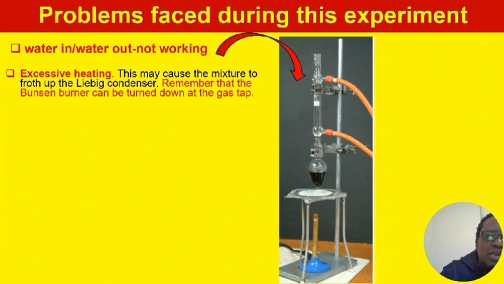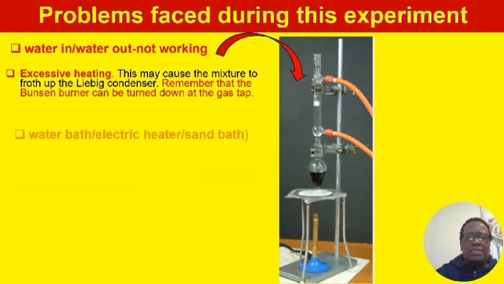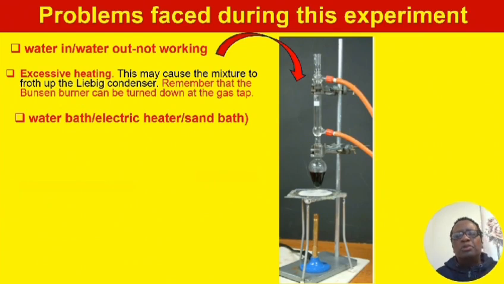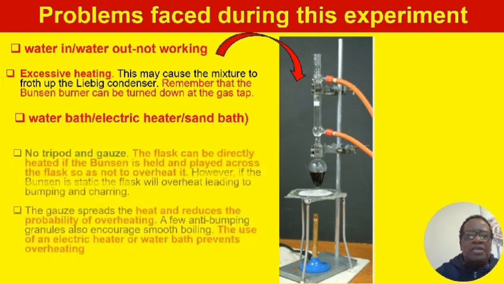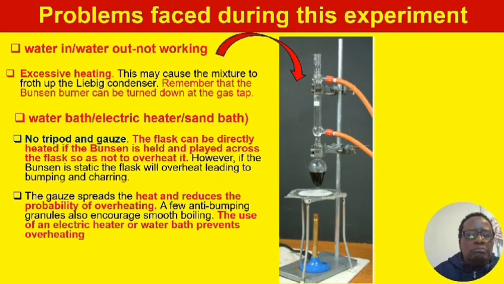What we could have done was probably use a wire gauze, as shown in this experiment. The wire gauze spreads the heating, or alternatively hold the bunsen in your hands and move it across the pear-shaped flask. If we had done that, we could have succeeded. The method, however, clearly said use a water bath or electric heater to avoid overheating. That could have helped.